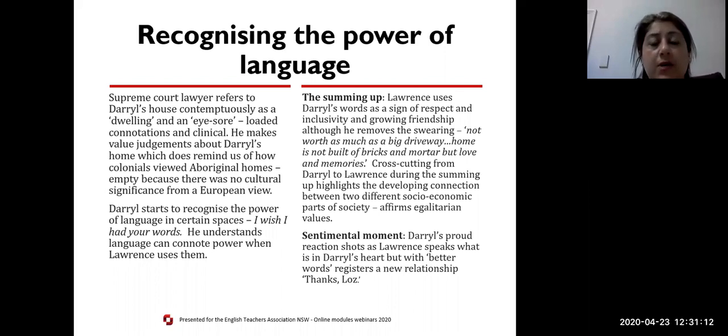The bringing together of class, the bringing together of males across classes, as well as the issue of reconciliation from race relations as well. We also see that friendship being cemented when Daryl basically says at the end, "Thanks, Loz." Lawrence has turned to Loz in the very familiar way of greeting a friend, where you abbreviate the name in an affectionate way.